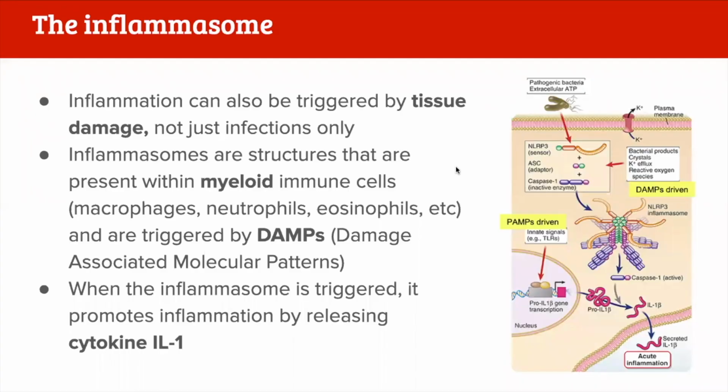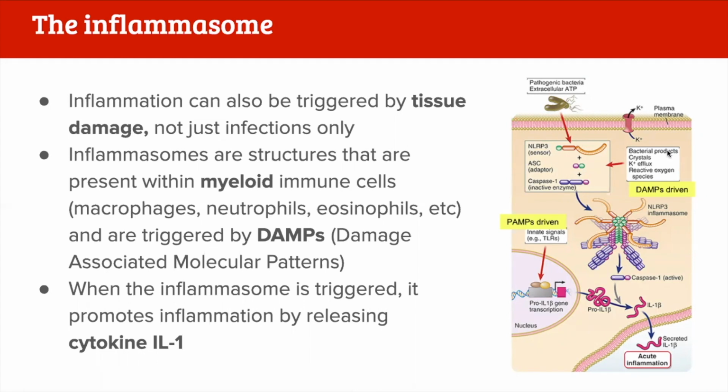Okay, so the inflammasome. Inflammation can also be triggered by tissue damage, not just infections. Inflammasomes are structures that are present within myeloid immune cells only, so your macrophages, neutrophils, and eosinophils, and they're triggered by DAMPs. DAMPs are similar to PAMPs, but instead of being pattern associated, they're damage associated. When the inflammasome is triggered, it promotes inflammation by releasing the cytokine interleukin-1.